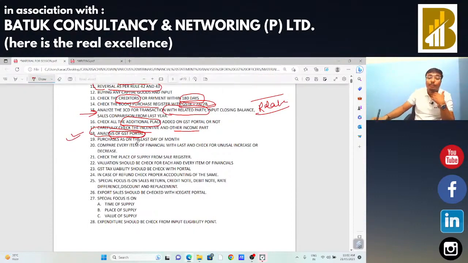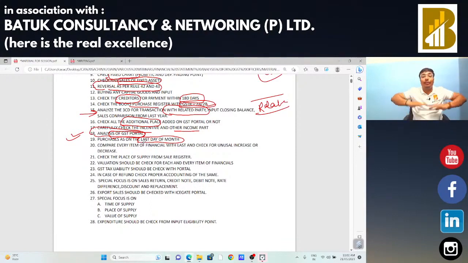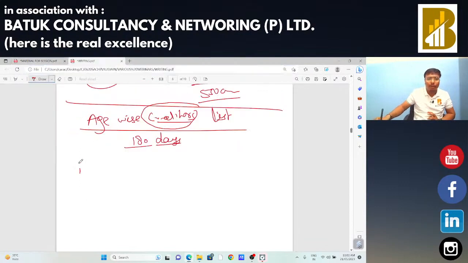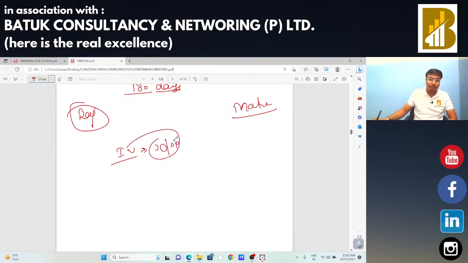Now, next, sir, purchases as on the last date of the month. As per section 16 subsection 2 of the CGST Act, for claiming input tax credit, the must condition is that you have received that particular material at your principal place of business or at your place of business. Suppose I am in Rajasthan, I am always taking this example, and I bought that particular product from Maharashtra. The invoice date is 30th April and I have claimed the input tax credit also.